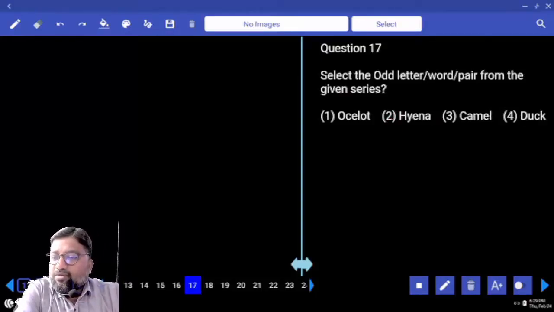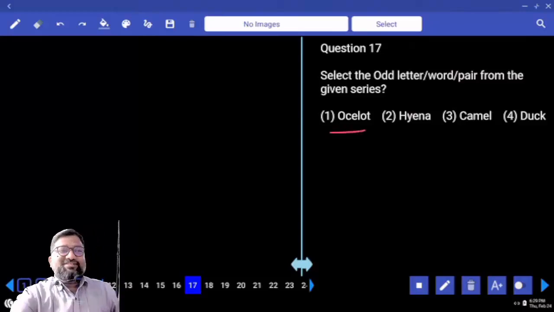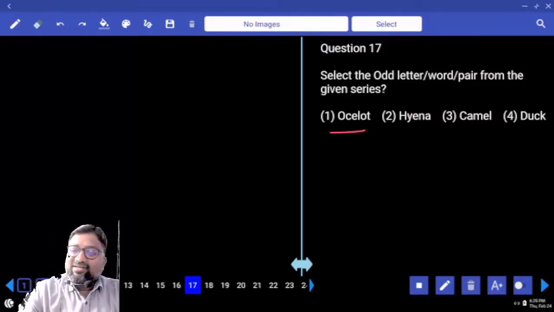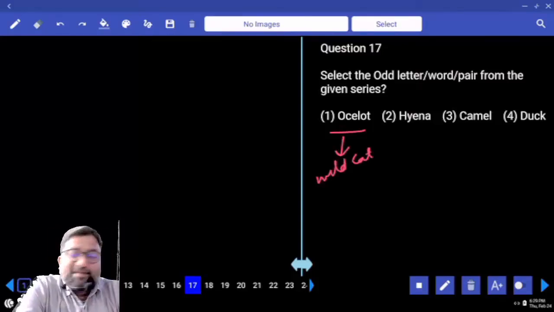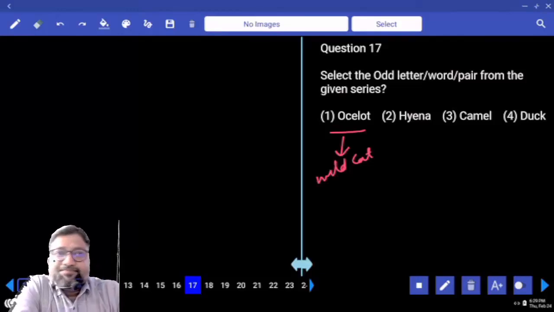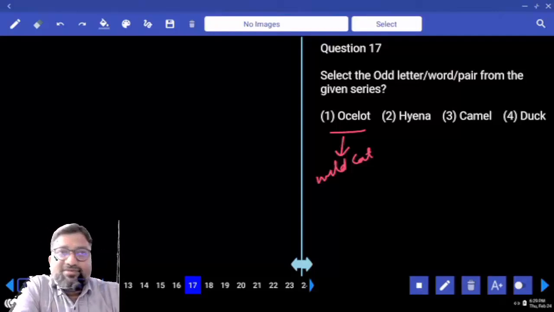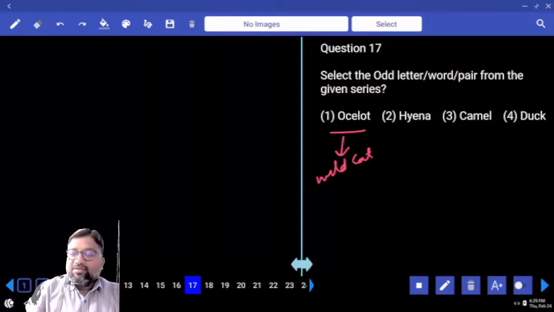Odd man out. Ocelot, hyena, camel, duck. Now there is a big problem here. First of all, we don't know what this ocelot is. Ocelot is a wild cat. Okay? So what's your answer? Duck. Because duck is a bird. The others are not birds. Is this clear? Wild cat, hyena, camel and duck. So your answer is duck.